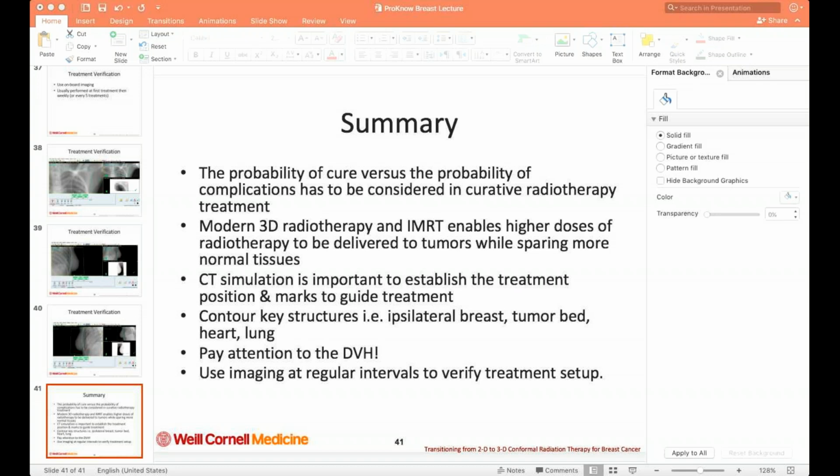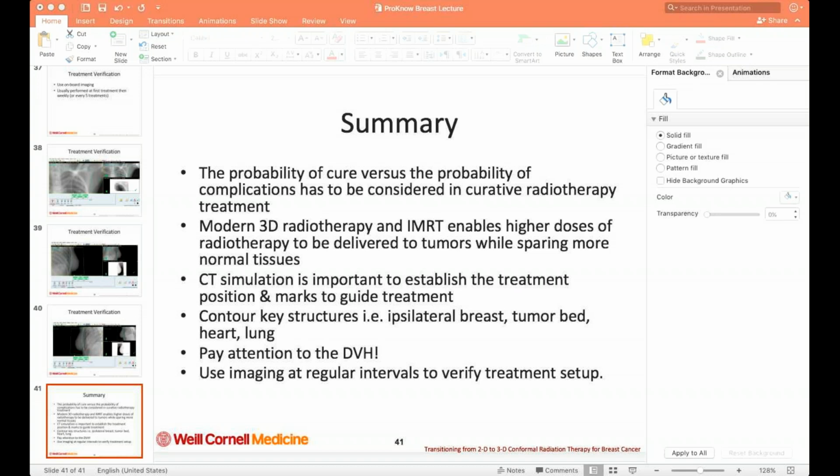Any more questions? So someone sent out a question, and there were two questions I wanted to address. Someone asked how long it takes to 3D plan a case, and they're thinking about this because of the patient volume at their center. So I agree, to go from 2D to 3D requires a lot more resources and a lot more time.